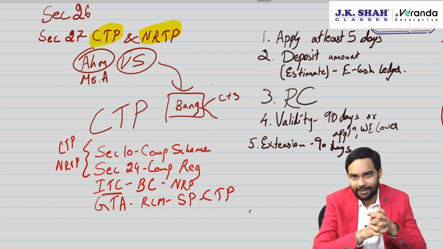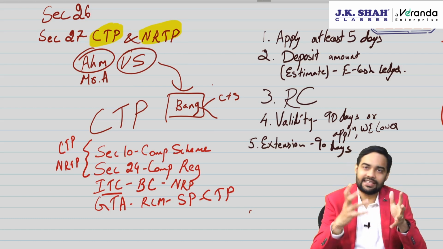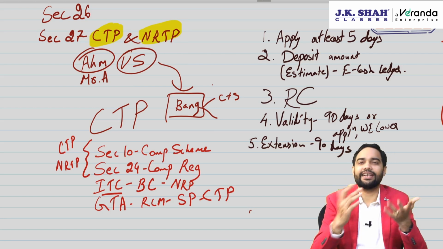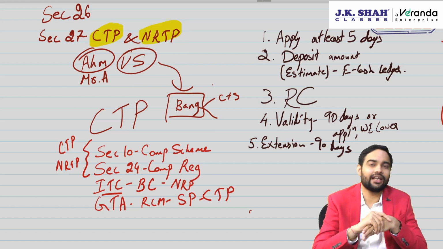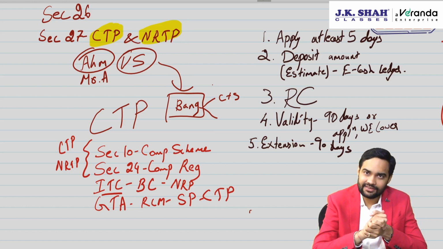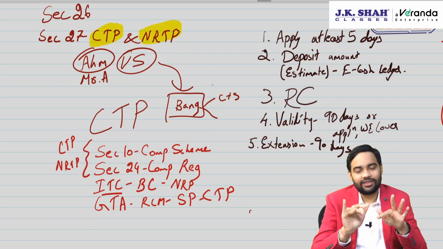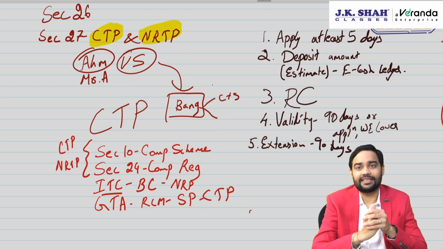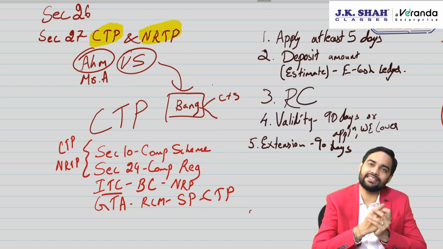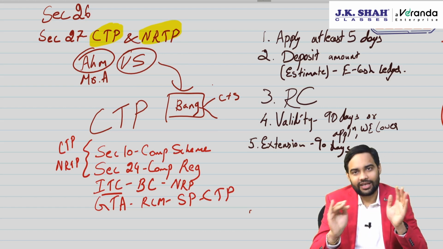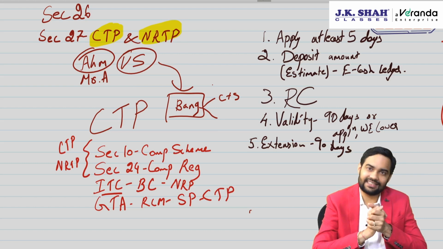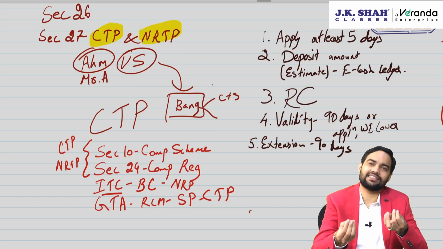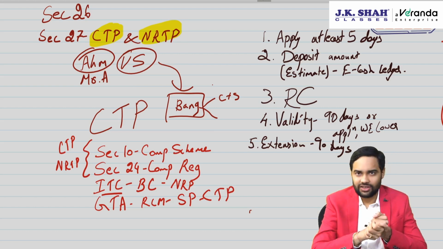So I have a business in Ahmedabad. I go to Karnataka to sell some goods. In Karnataka, I have to take a CTP registration if I intend to supply in Karnataka while I am there in Karnataka. Same way, if instead of being in Ahmedabad, I was in the US and then I come to Karnataka, then I become an NRTP. A non-resident taxable person is a person who does not have a fixed place of business or residence in India, and he has come to India to occasionally undertake transactions involving supply of goods or services.